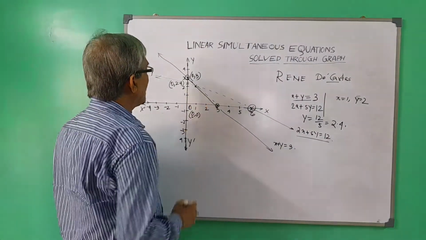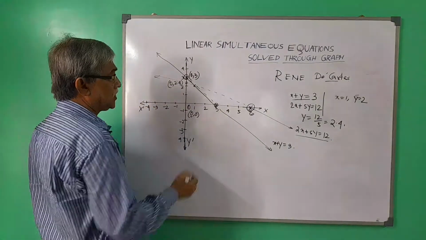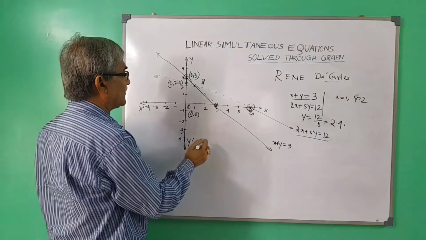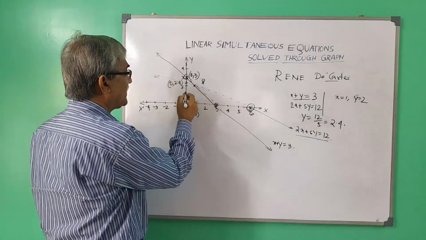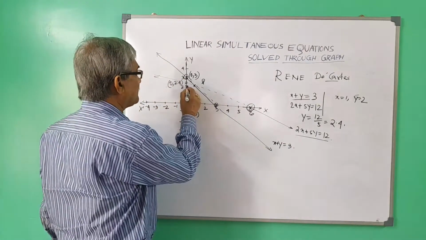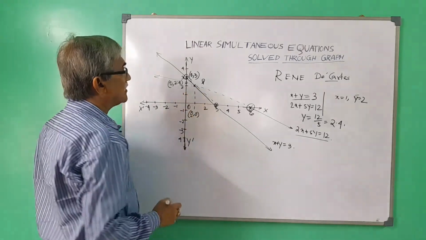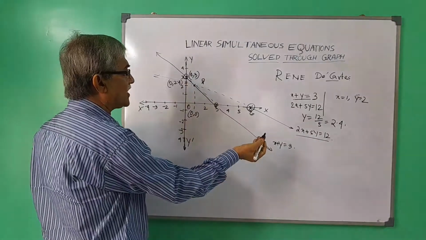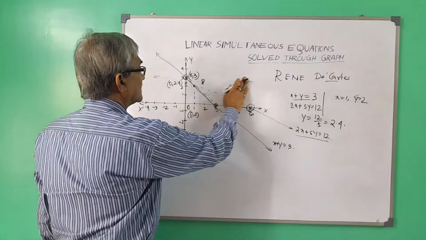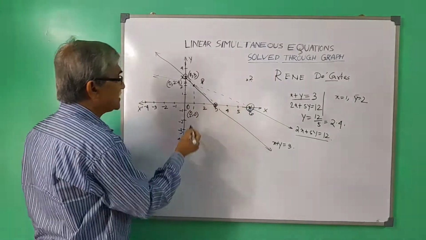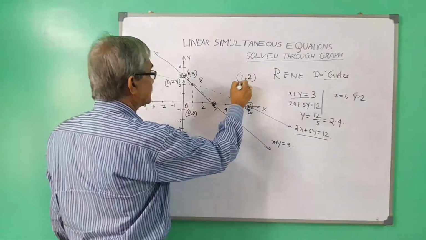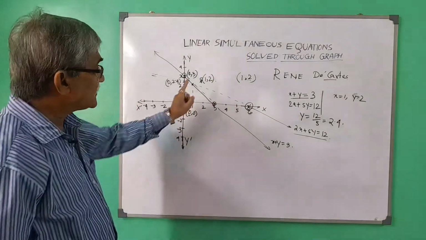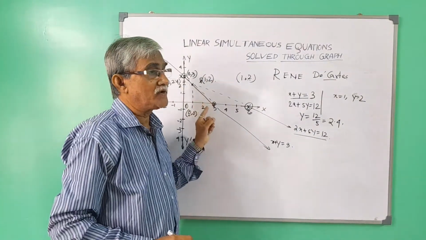You see quite clearly that the point of intersection of these two straight lines is the point P. Now you can find the coordinates of this point P. The distance from the x-axis is 2 units, that is the y coordinate, and the x coordinate is 1. This point P has the coordinates 1 and 2. And this is the point of solution.